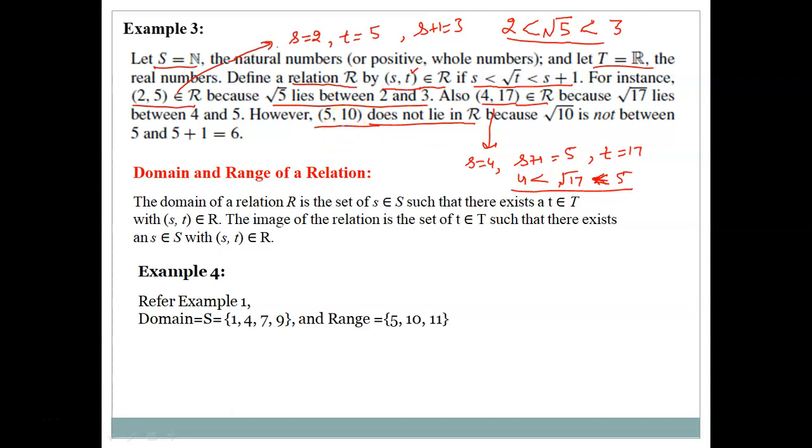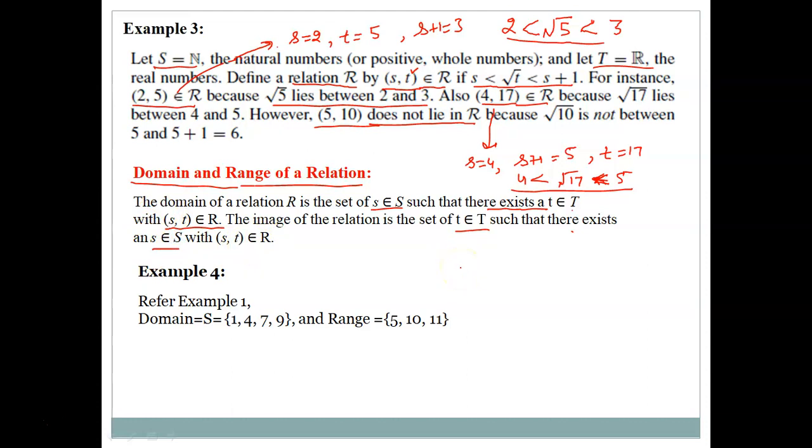So in order to understand the relation, I think you would be having a good understanding of the definition of relation. So now what is the domain definition here? Definition of domain and range of the relation. The domain of relation R is the set of all elements s in S such that there exists some t belongs to T and (s, t) belongs to R, and the image of the relation is the set of all elements of T such that there exists some s belongs to S such that (s, t) is in R.